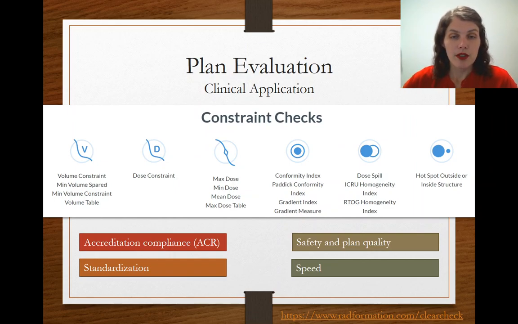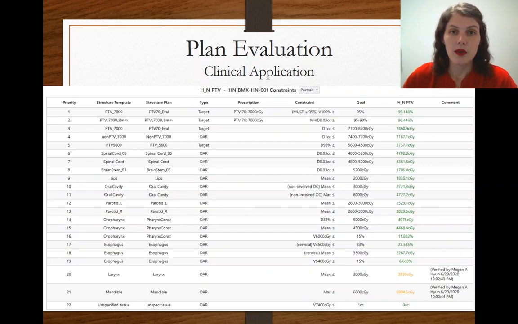So the different types of constraint checks that are available include volume constraints, dose constraints, maxima, minima, conformity indices, dose spillage, and more. These are very customizable in different templates, as you'll see on further slides. And as you can see at the bottom, those 4 chief benefits that I mentioned are all being realized through our use of these constraint checks and being able to document them in a consistent way for all of our patients.